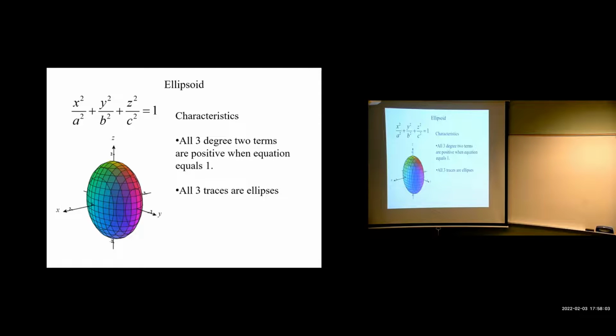And all 3 traces are ellipses, because if I were to cancel out, let's say we zeroed out the z term, we'd have an ellipse in 2D, x squared over a squared plus y squared over b squared equals 1. That's what a trace is. It's like when you zero out a term, what do you have?